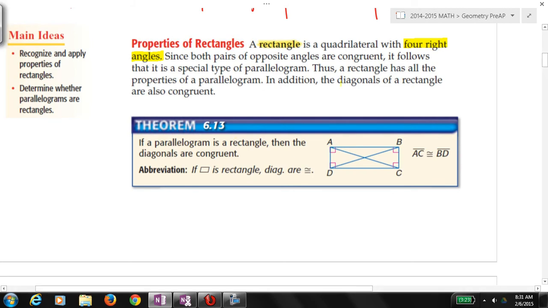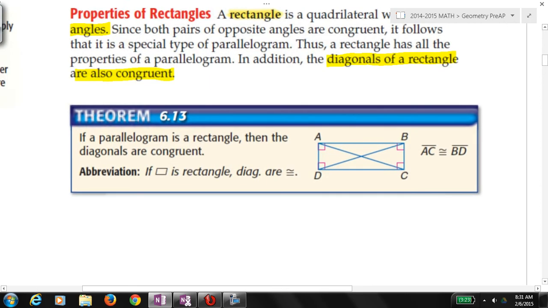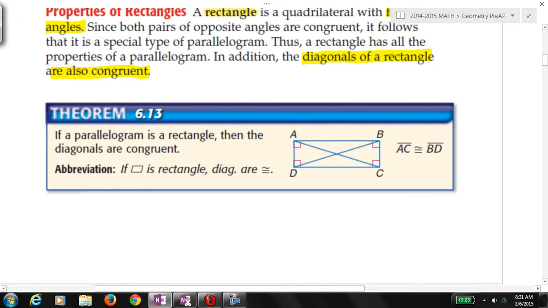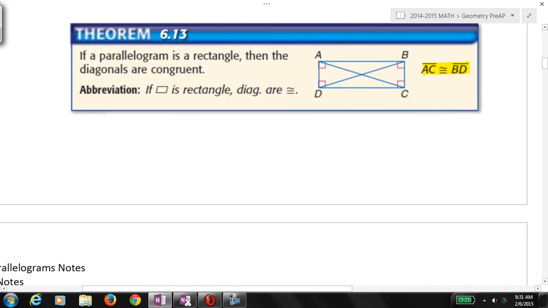The addition for this, other than the properties of a parallelogram, is that the diagonals of a rectangle are also congruent, and that's this theorem right here. If I see a rectangle, then the diagonals will be congruent. And there you have AC is equal or congruent to BD, which are the diagonals.